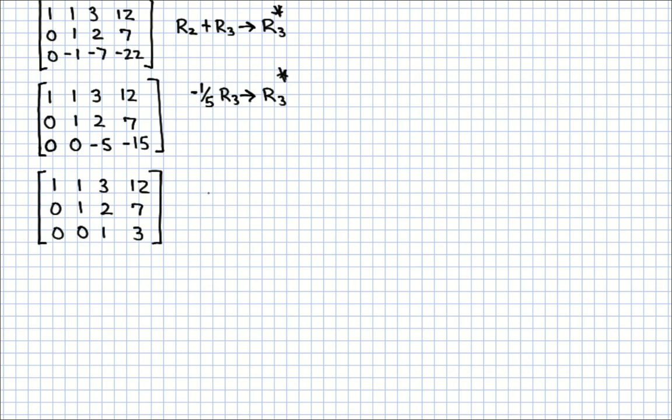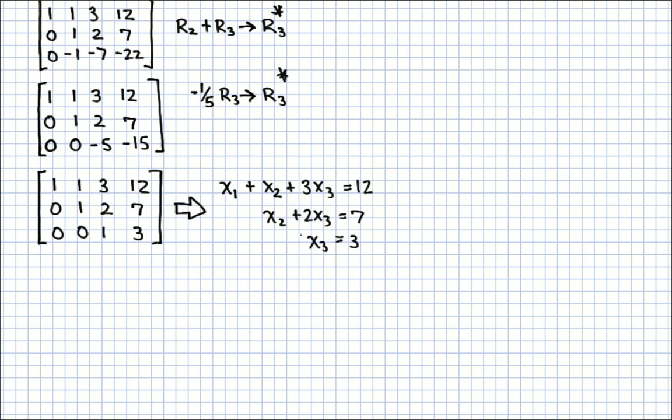And now is the time to remember what this augmented system meant. So let's translate this back into a linear system. It already is a linear system, but let's write it into the traditional linear system that we know and love. So this is x1 plus x2 plus 3x3 equals 12. And then x2 plus 2x3 equals 7. And here's where it gets really interesting. The last row is x3 equals 3.